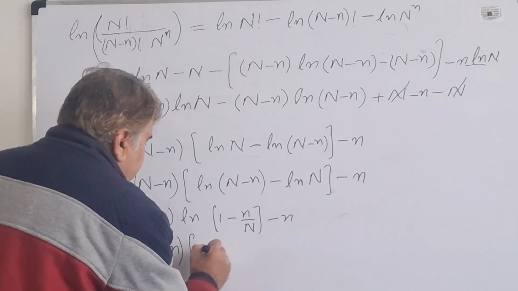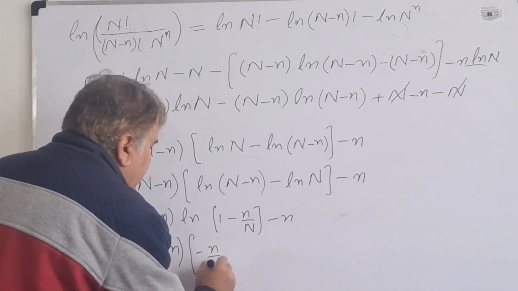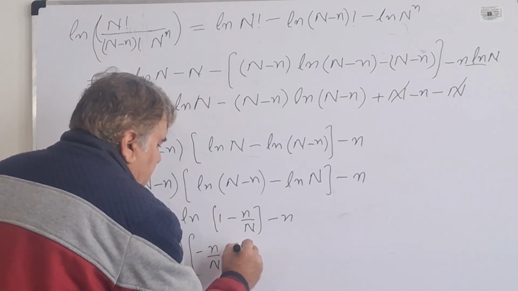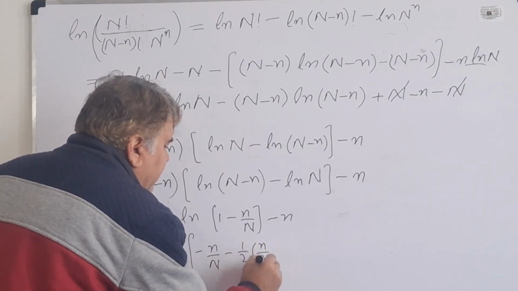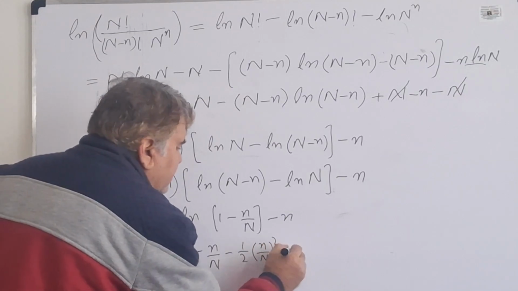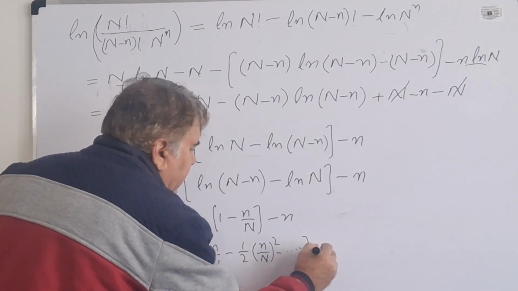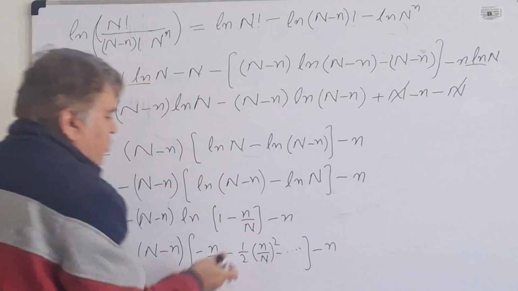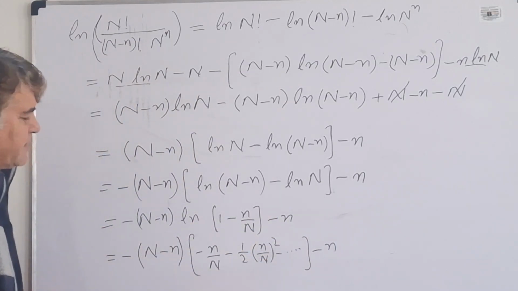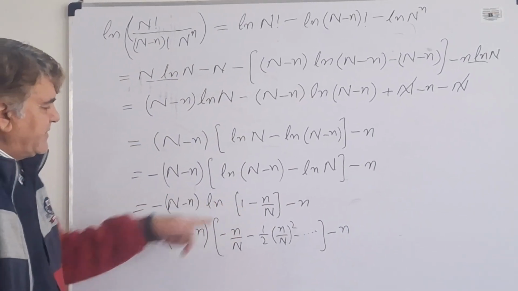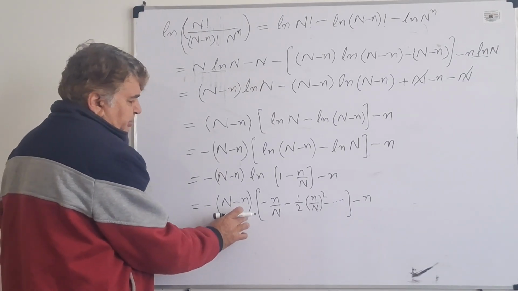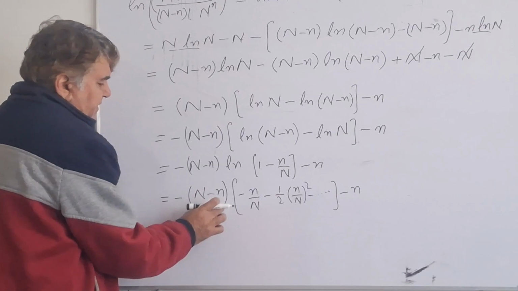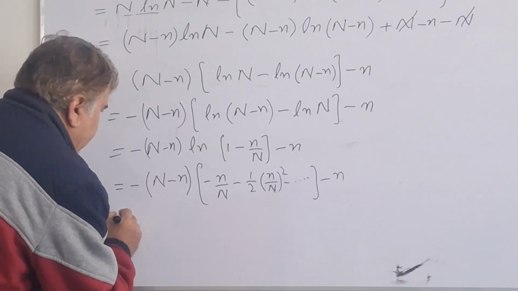this is minus n divided by capital N, minus 1 divided by 2 n squared divided by capital N squared, and minus so on, and then this minus at its own place. So I'm writing just the first two terms of the series expansion of this thing. Now I want to separate the two terms inside this bracket to write them.